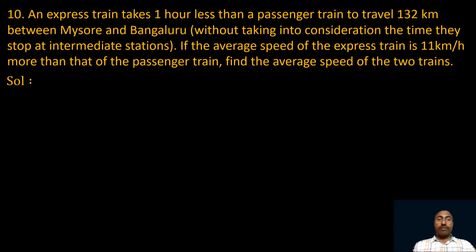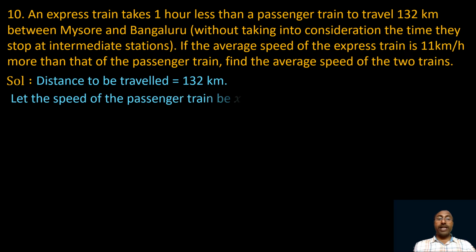And the express train takes 1 hour less than the passenger train, and it is given that the average speed of the express train is 11 km per hour more than the passenger train. So what is the average speed of each train? That is the question. So here the distance to be traveled between the cities is 132 kilometers, and let the average speed of the passenger train be x km per hour, and then the speed of the express train is 11 kilometers per hour more than that of the passenger train.